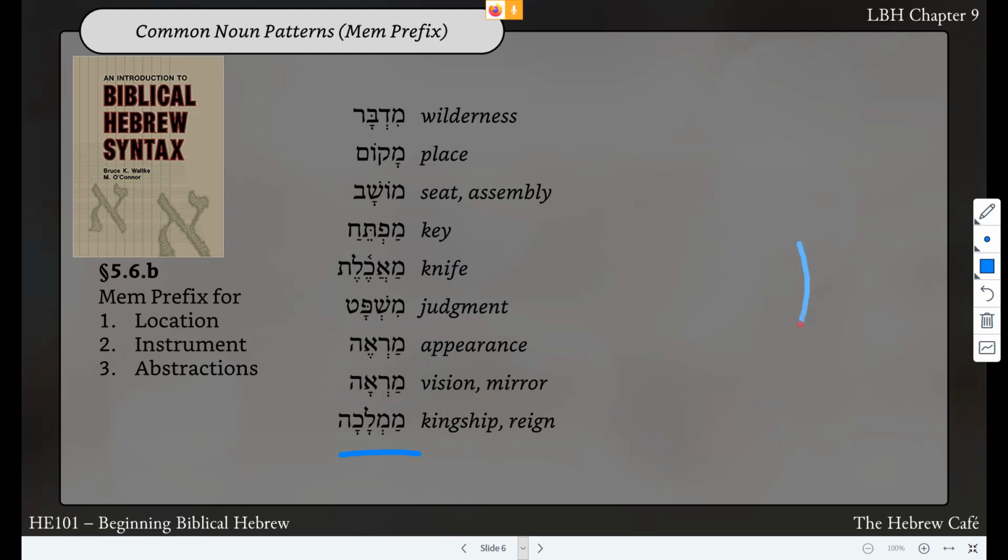And this is from the root of melech, malach. He reigned. Mamlacha is where you reign. It's a location, the kingship. It could be the location or the abstract. It's mostly location, mamlacha. Malchut is the abstract, the kingship, like being a king is malchut. Like yaldut. All right. That's enough to give you a headache, I think.